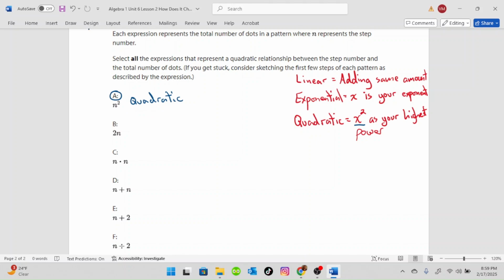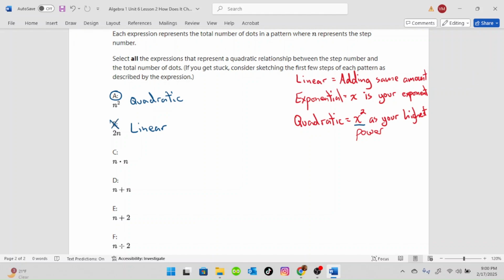B, we're taking 2 and multiplying it by n. So every time n increases by 1, our total is going to increase by 2. It'll go from 0 to 2 to 4 to 6 and so on. So if we're adding 2 every time, this is going to be linear. So B is incorrect.